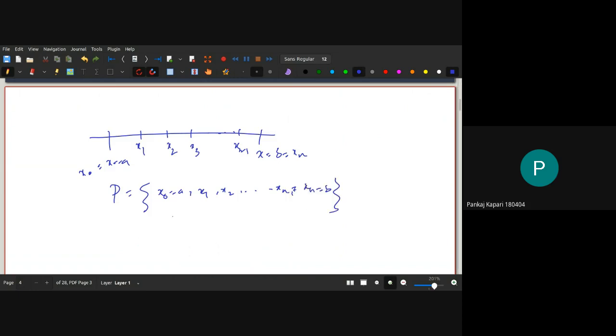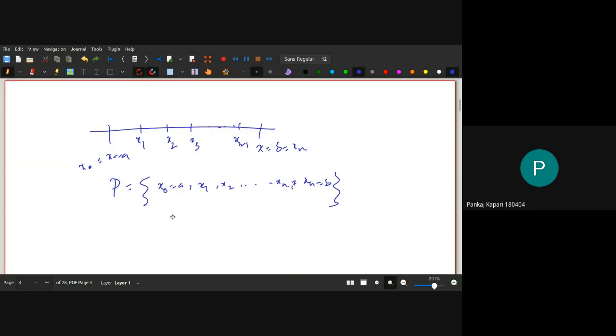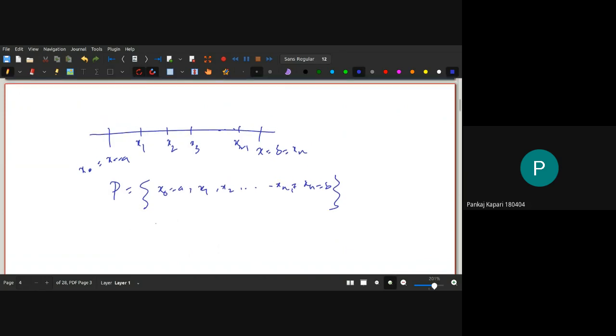Okay, so this is a partition of our interval, and inside each interval, the ith interval we are denoting like this. So what is our ith interval? This is xi minus 1 to xi, and in this interval we'll choose some arbitrary point ci. Okay, so these are called c1, c2, c3, and like this up to cn.